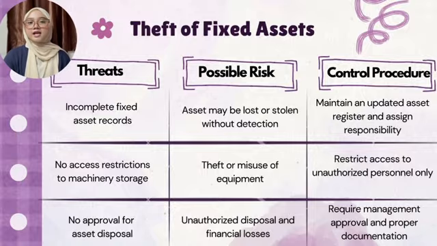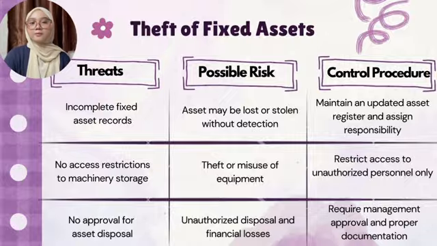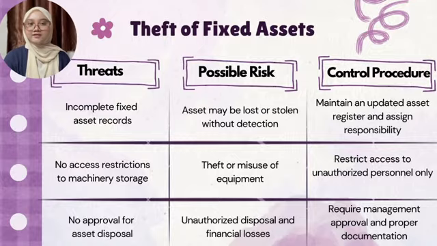Next, no access restriction to machinery storage. The machinery storage area does not have proper physical access control, allowing unauthorized individuals to enter easily. This increases the risk of theft or misuse of machinery and may cause production delays if equipment becomes unavailable. To mitigate this risk, only authorized personnel should be allowed to access the storage area, supported by security measures such as locks, access cards, or CCTV.